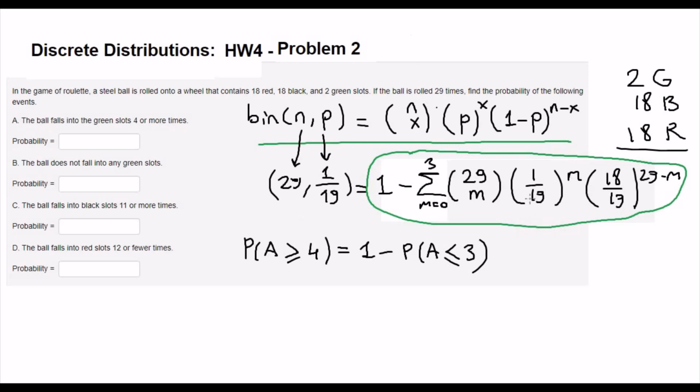And if you plug this into your calculator, you're going to obtain, let me write it here, 0.3858.